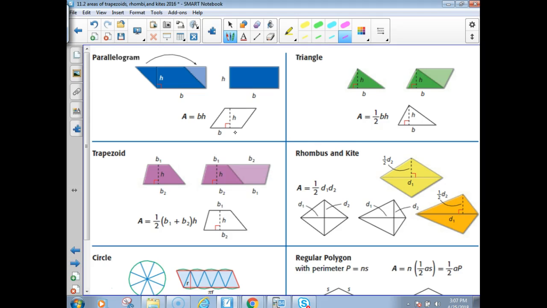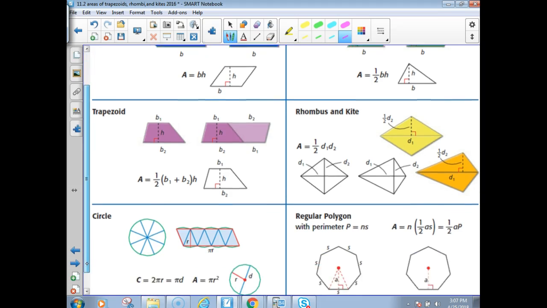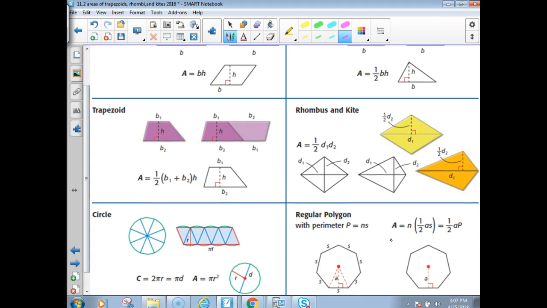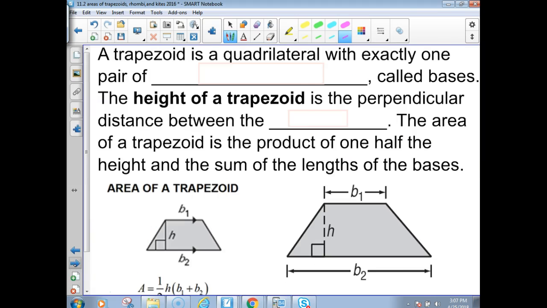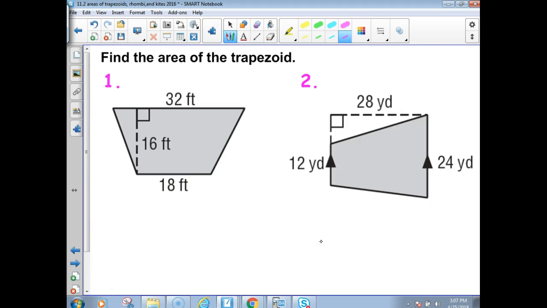All right, I already talked to you about where the formulas came from. I showed you this yesterday, talked to you about this yesterday, talked to you about this today. And this is just another rhombus and kite. And then we'll actually be doing circles and regular polygons as well, not today, though. The first problem now on your paper is this one, and it's the area of a trapezoid.